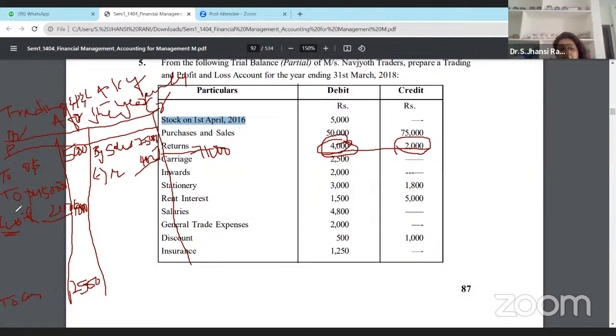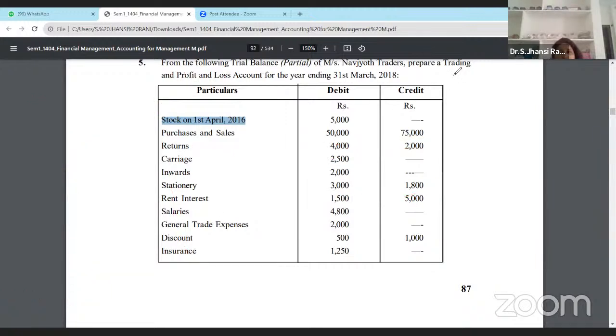Next, carriage inwards is related to the trading account. So I'm writing in the trading account, to carriage inwards, and the amount is 2,000. Next, we have stationery. Stationery is related to the profit and loss account, so I write in the profit and loss account, to stationery. Again, we have both debit and credit, which means it's an income as well as an expenditure to us, so I'll write on both sides. This way we will write all the things related to the profit and loss account as well as the trading account.